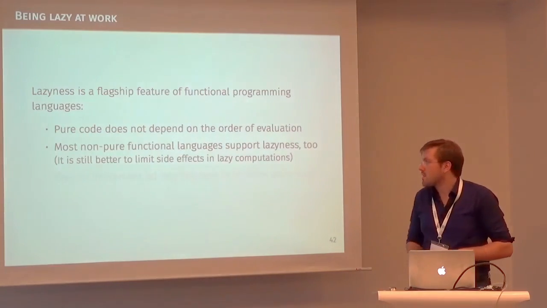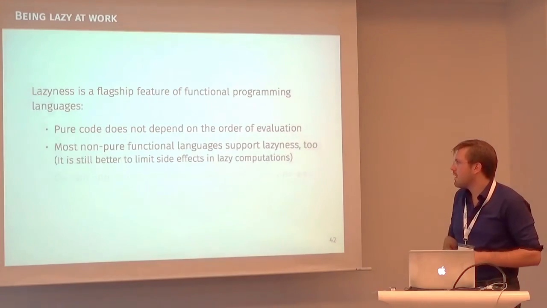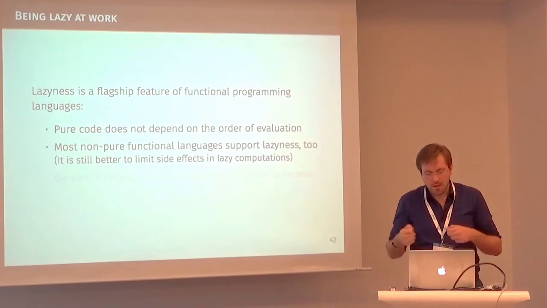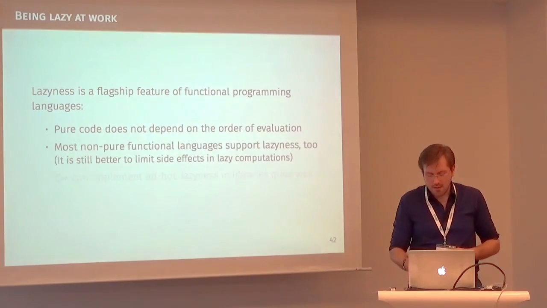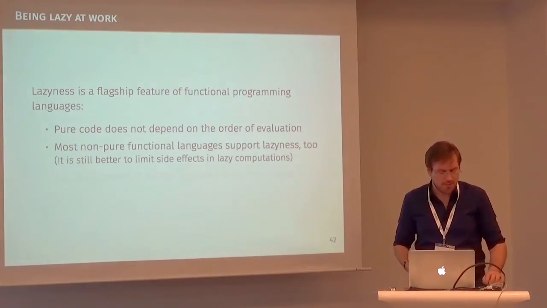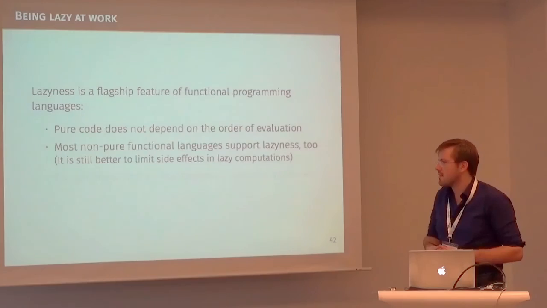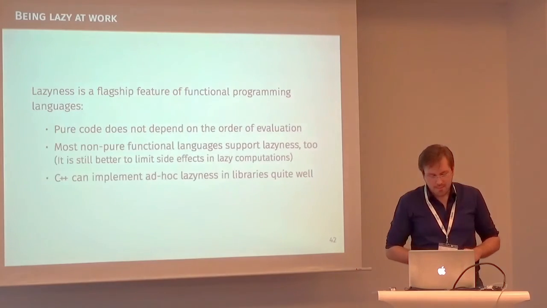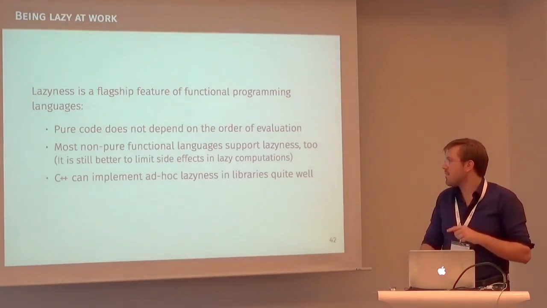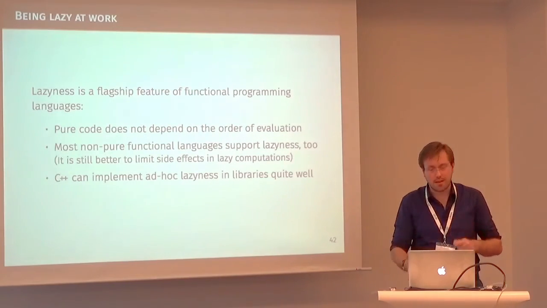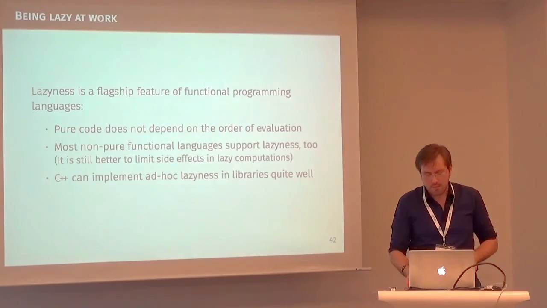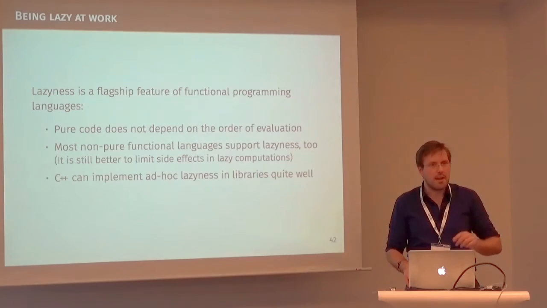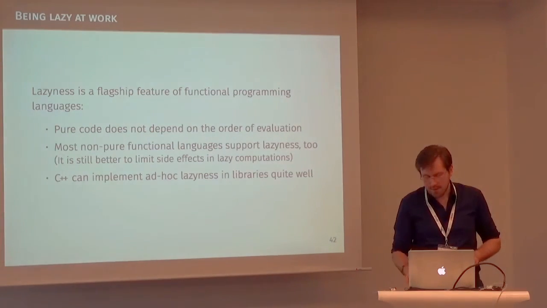Most non-pure functional languages support laziness in some way or another, even if side effects are allowed in a non-pure context. It is always better to limit side effects. So in C++, we can launch missiles in lambdas, but it's still better to not do it. And as with the ranges library, we can implement ad hoc laziness in C++ where we need it. There are a lot of libraries that do it, from ranges to the Huygens library that Chandler mentioned this morning.